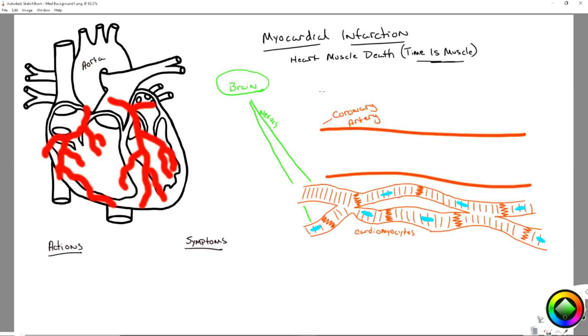Alright guys, so with myocardial infarction, we've already discussed that it's heart muscle death. And we've already mentioned that time is muscle. And again, we will demonstrate exactly how right here. Okay, so first I want to point you to the picture on the left here. On the outside of the heart, we have coronary arteries. The coronary arteries come off of the tip of the aorta just after the aortic valve.